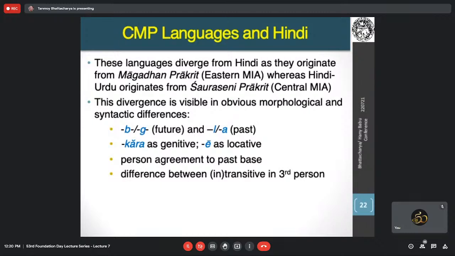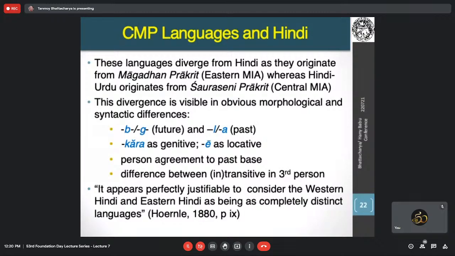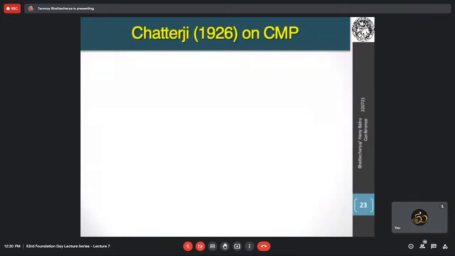So this kind of adds to the proposal. Towards the end, I'm giving another quote from Hernley: "It appears perfectly justifiable to consider the Western Hindi and Eastern Hindi as being completely distinct languages." Okay. Now, to this source, I add my bit, which is the multiple agreement story that also distinguishes these two types of languages.